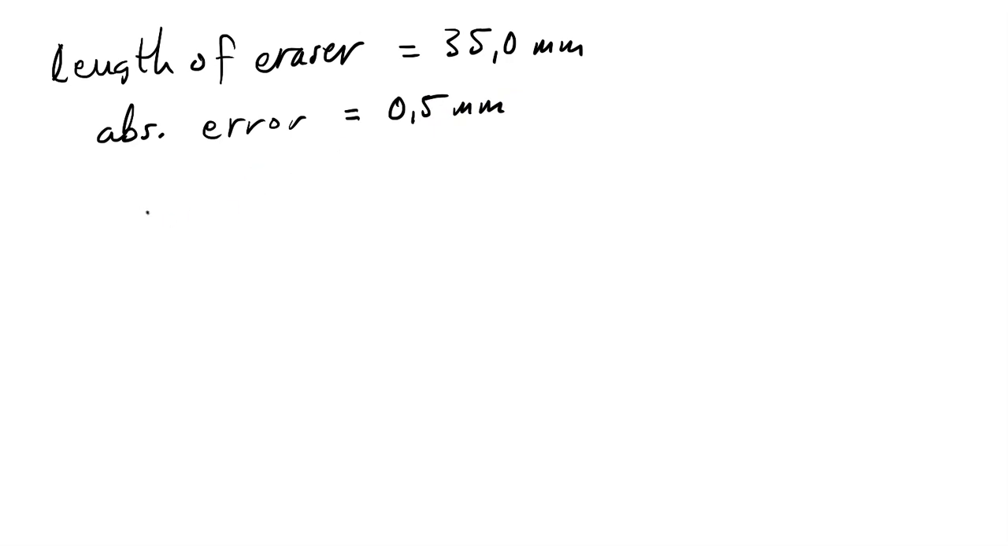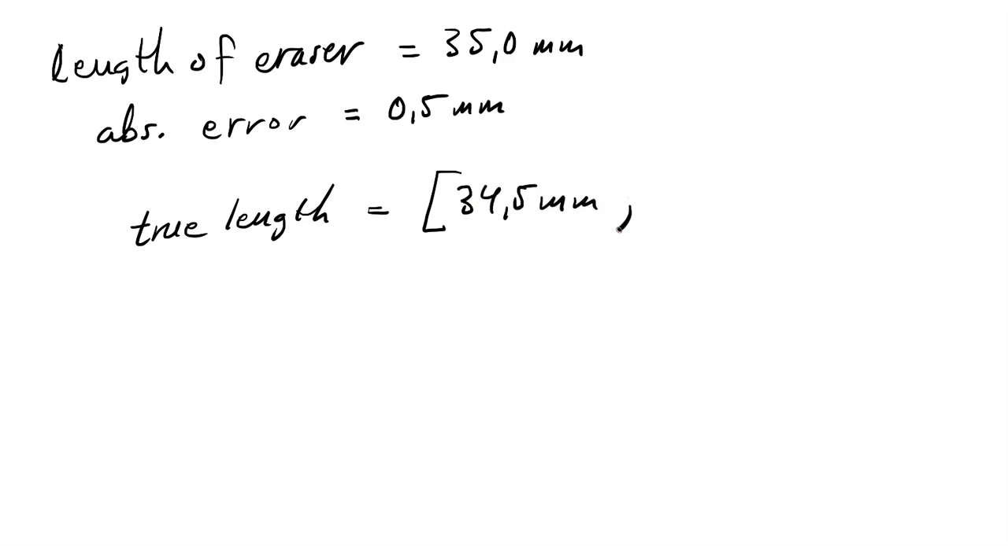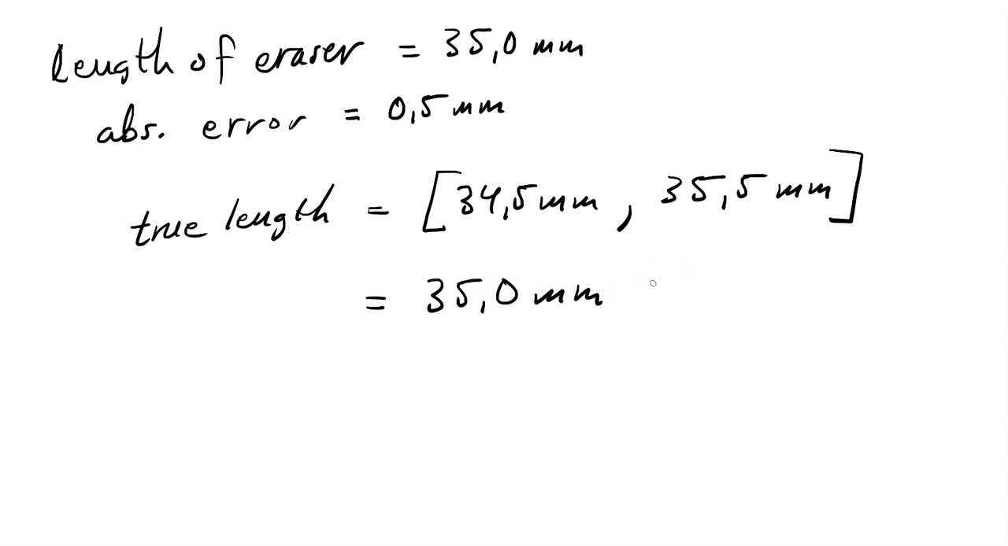That means that the true length of the eraser is in the interval between 34.5 millimeters and 35.5 millimeters. So somewhere in this interval, we have the true length. We can also write this as this.